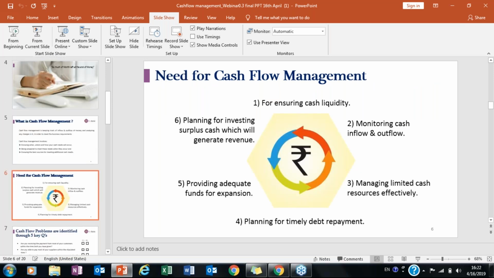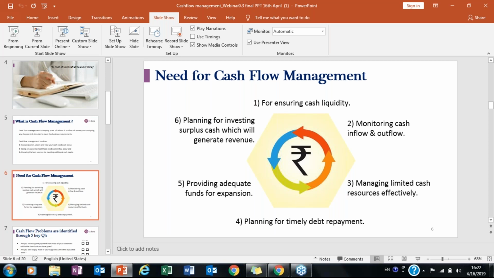So why is cash flow management needed? This slide covers the need for cash flow management. First is ensuring cash liquidity. What is cash liquidity? It means cash is available as and when required at the given time. For ensuring cash liquidity, like in the previous slide, I gave you the example that in paper bag manufacturing, people already having an existing small business immediately needed cash to buy bigger or better machinery to cater to the market needs.